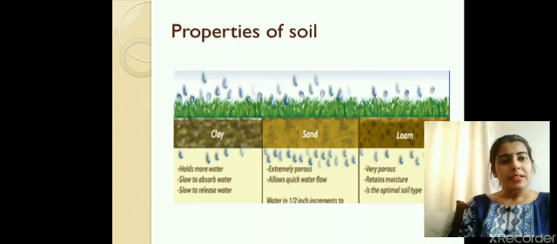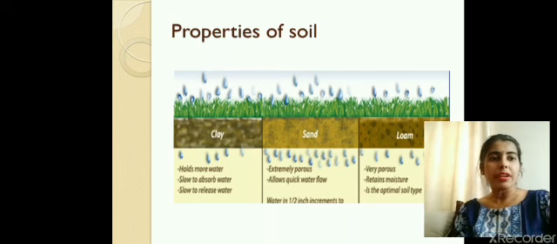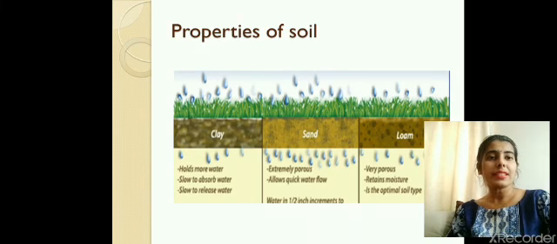Silt is the particles which are deposited around the riverbeds by the flowing river. When the river slows down there, it deposits the particles which are called silt particles. Silt particles have a size between sandy soil and clay soil particles.